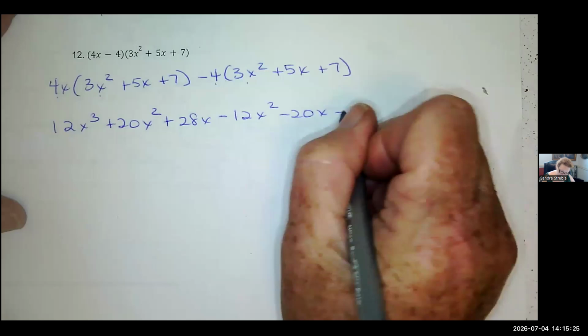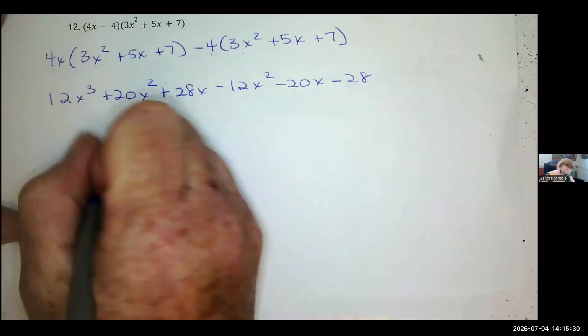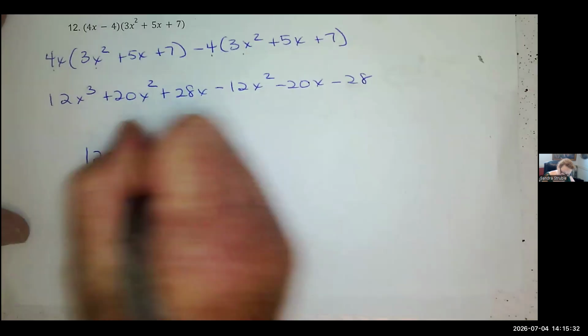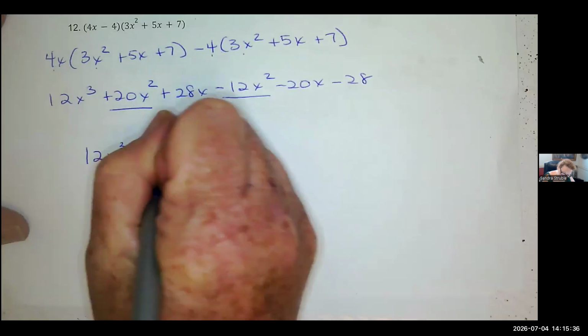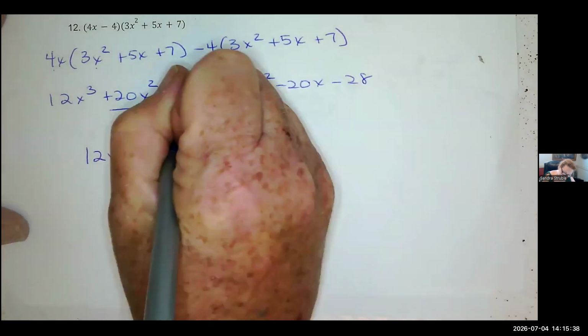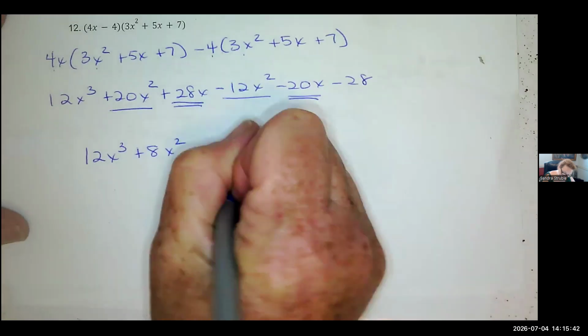Combining like terms. We've only got one cube. We've got 2 x squares. 20 minus 12 is 8x squared. 28x minus 20x is positive 8x. And then we've got a cute little negative 28 hanging out over there.